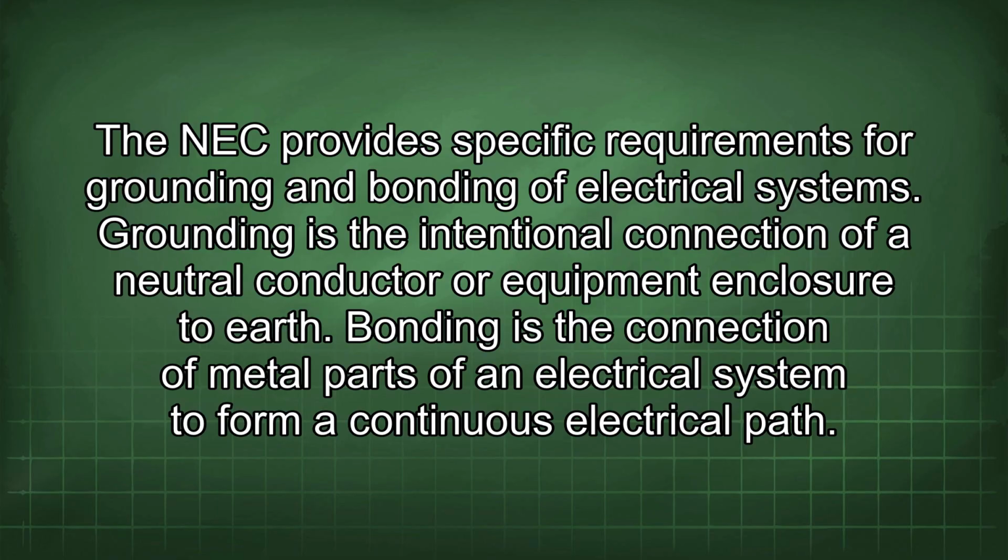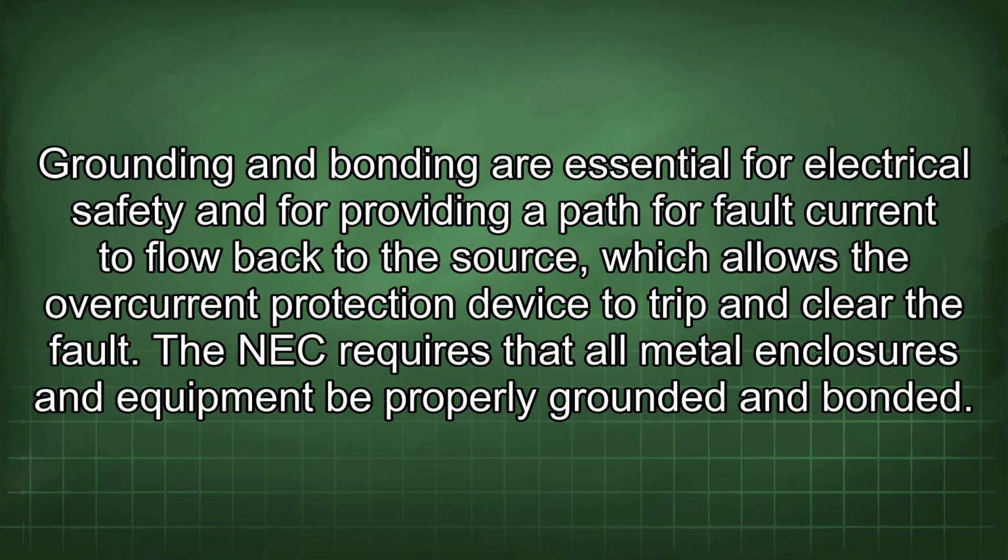Grounding is the intentional connection of a neutral conductor or equipment enclosure to earth. Bonding is the connection of metal parts of an electrical system to form a continuous electrical path. Grounding and bonding are essential for electrical safety and for providing a path for fault current to flow back to the source, which allows the overcurrent protection device to trip and clear the fault.